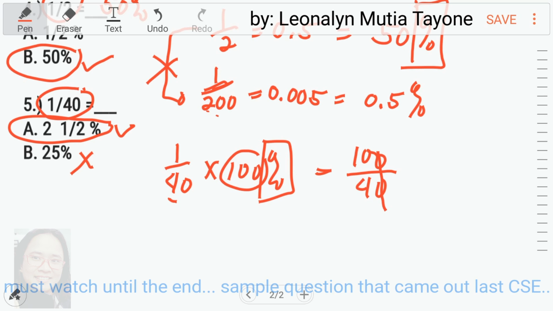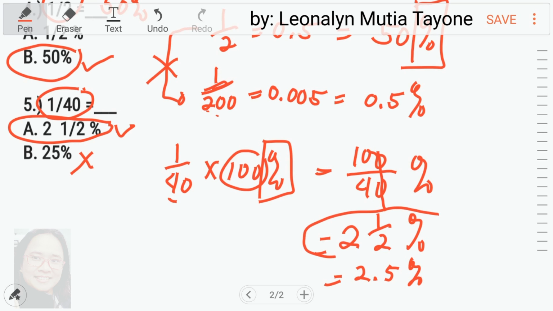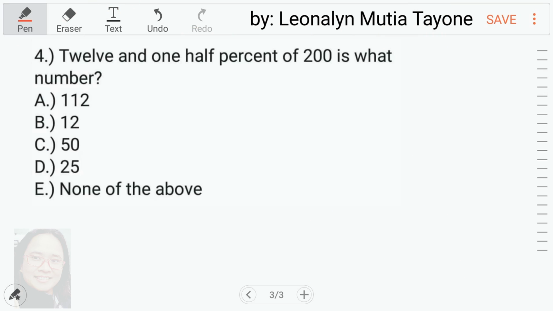100/40, or i-cancel out mo lang yung 0 na yan. So, 10/4%. 10/4% is also the same as 2 1/2% or 2.5%. Sa choices naman, ang meron dyan ay 2 1/2%. Pariho lang yan siya. So, ang sagot dito ay letter A, 2 1/2%.